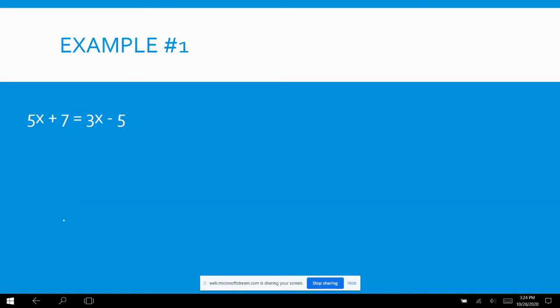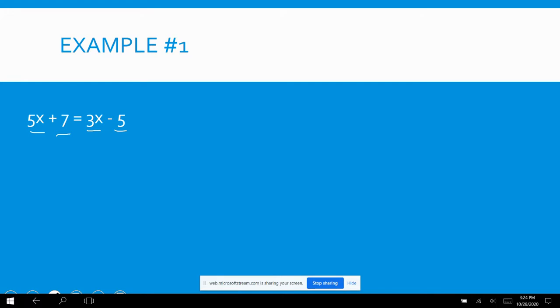5x plus 7 equals 3x minus 5. In this problem, what you're going to notice is now we have variables on both sides of our equation. On both sides, we have an x term, 5x and 3x, and then we have a constant term as well. So what we want to do is get all our variables on one side and all our constants on the other. And we're going to treat our operations just the exact same way.